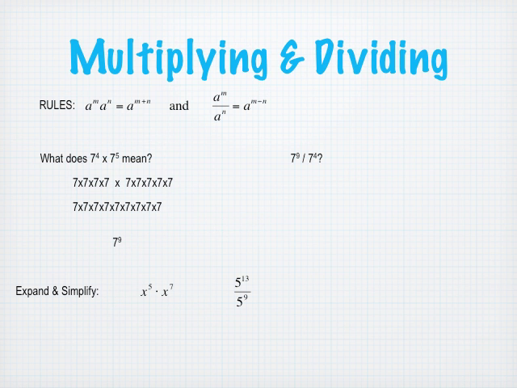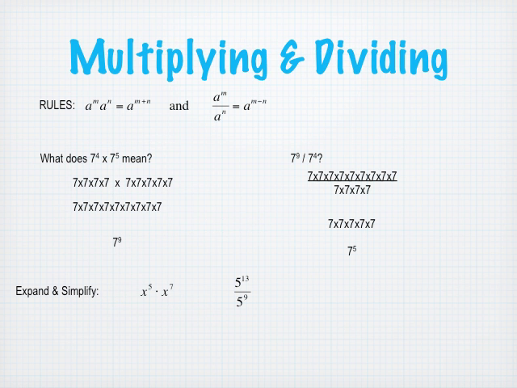Now, on the other hand, if I have 7 to the 9th divided by 7 to the 4th, I have 9 7s on top, 4 7s on the bottom. Well, my 4 7s on the bottom will cancel with 4 7s on the top, so I'm just left with 5 7s, or 7 to the 5th.